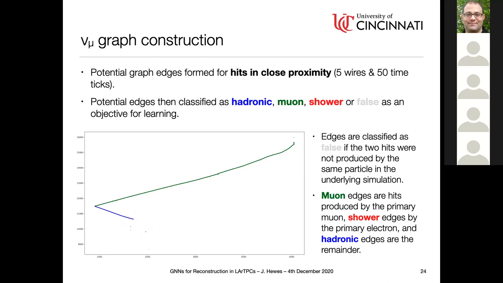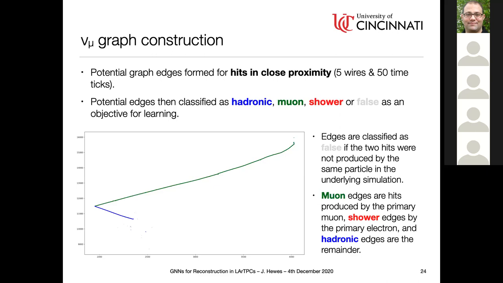But if they were, we then flavor whether that particle was a muon or descended from the primary muon in a new mu interaction. If it's a shower edge, that means it is part of the EM shower instigated by the primary electron in a new E interaction. And everything that doesn't fall into one of those three categories ends up being put into the hadronic category.